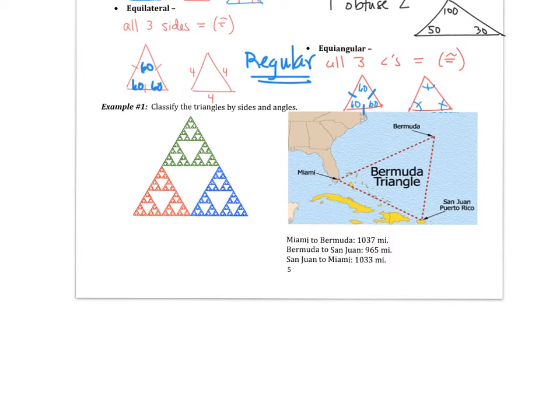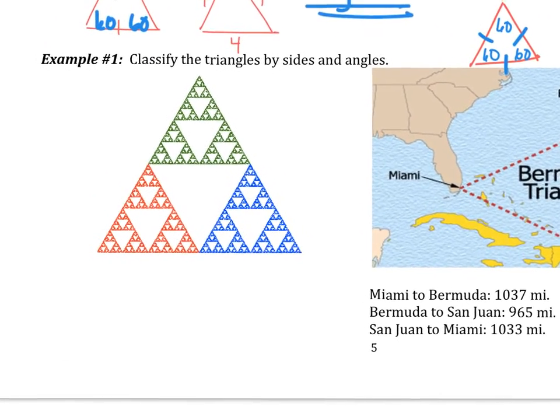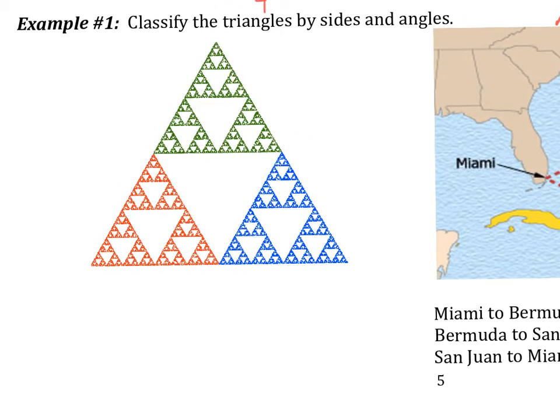Okay, now what we're going to do is classify. Sometimes you can classify based upon sides. Sometimes you can classify based upon angles. Sometimes you can do both. So in the picture on the left, I am going to tell you each of these little triangles are equilateral. So can someone describe the big triangle, the green, the blue, and the red all together? I heard equilateral, regular.